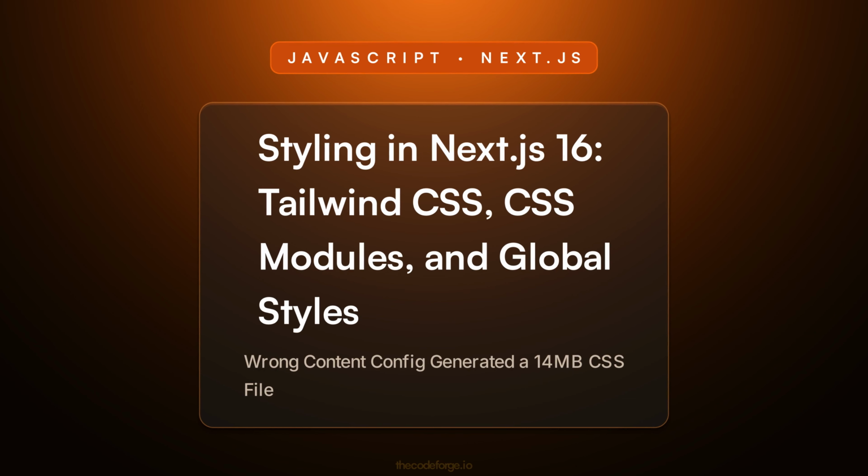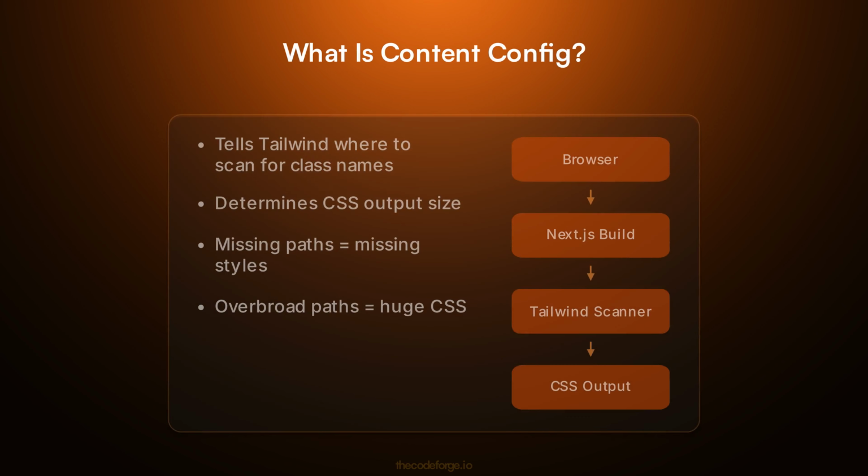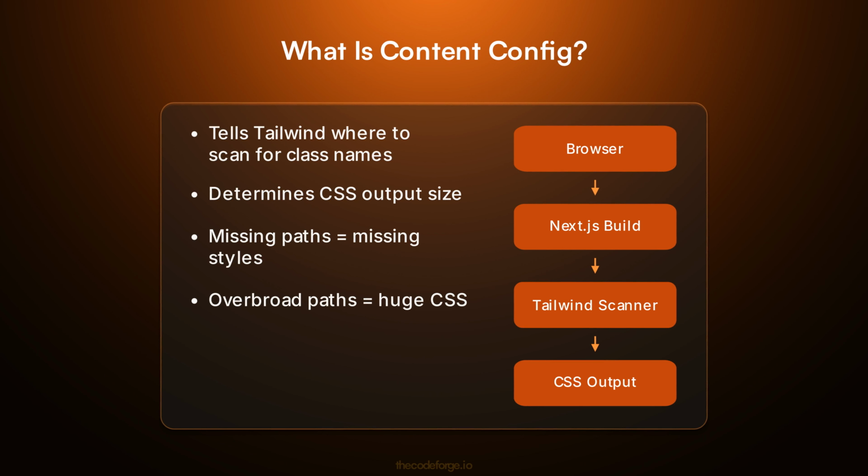Let's break down styling in Next.js 16, Tailwind CSS, CSS modules, and global styles, how it works, and the exact mistake behind that failure. Tailwind's content array defines which files the compiler scans for class names. If you miss a directory, those classes are purged. If you scan too broadly, like including node_modules, Tailwind generates every possible class combination, ballooning your CSS file.